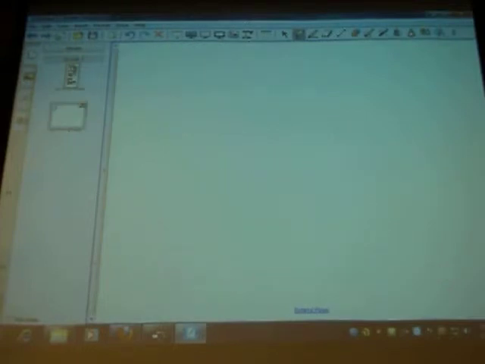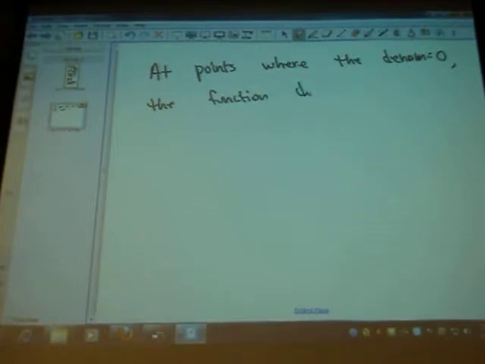Okay, so what happens at those x values? The function just doesn't work. At points where the denominator equals 0, the function doesn't work. Okay? But you'll see one of two things happen in the graph. The first one that can happen is it'll show like a vertical line. Okay? So that's called a vertical asymptote.